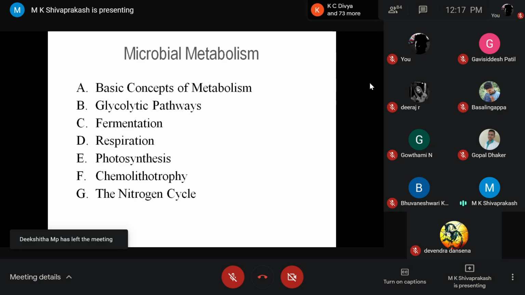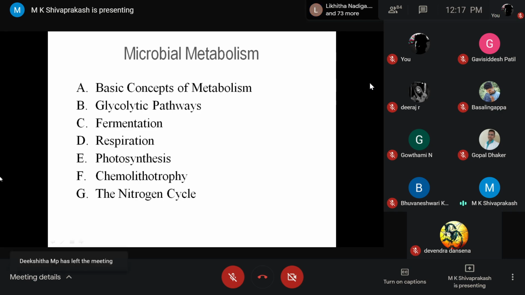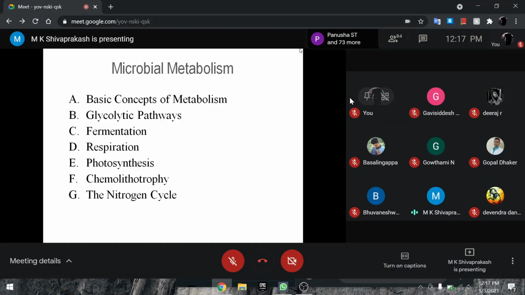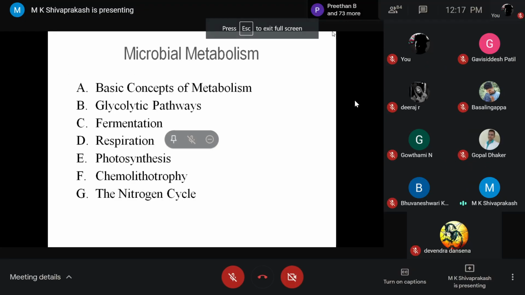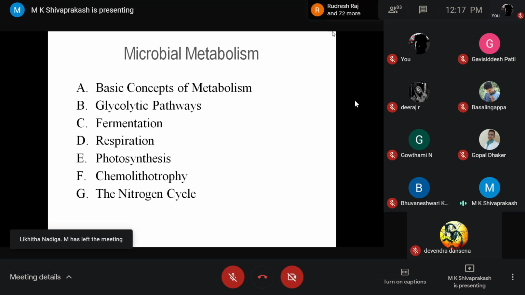So this is the thing, based on all these things, you classify the metabolism, what kind of donors, what kind of electron acceptors. Based on that, you classify broadly the things into fermentation, and the other one is respiration.